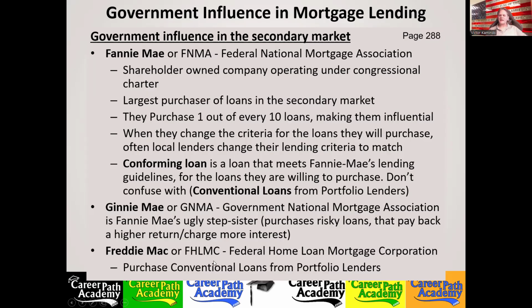And then we have Freddie Mac. Its stock symbol is FHLMC. Yeah, you're not sounding that one out. This one you can. Ginnie Mae, right? You can figure that out.